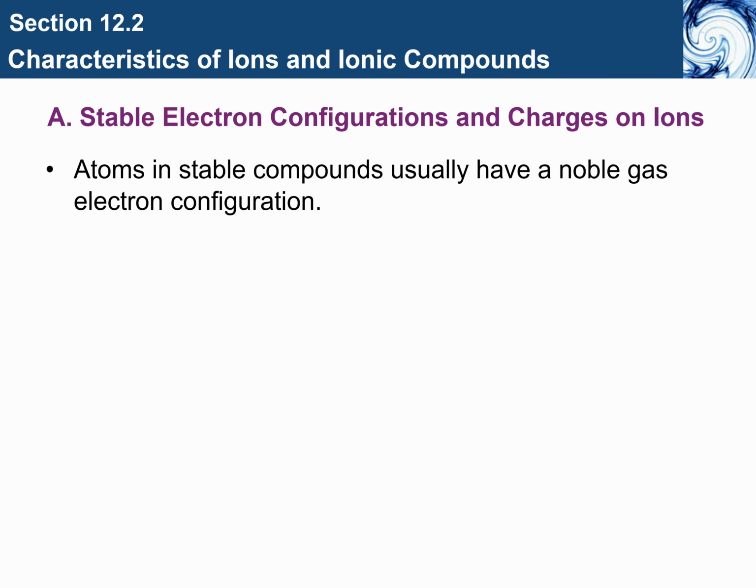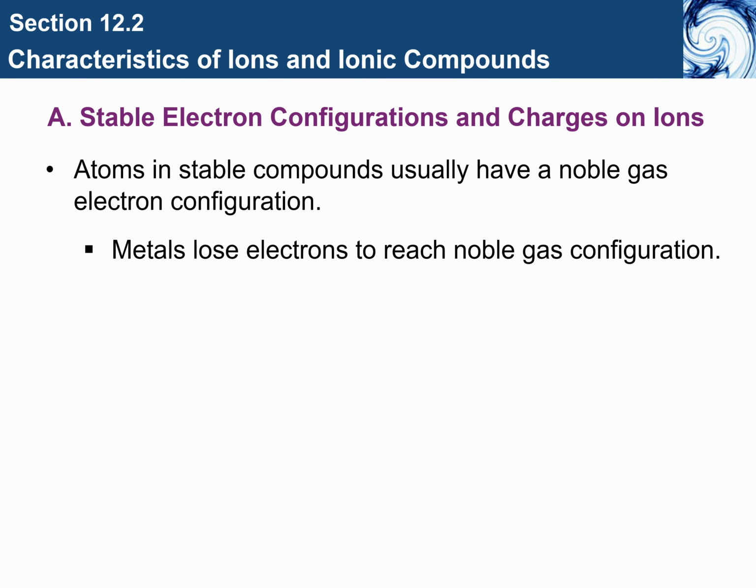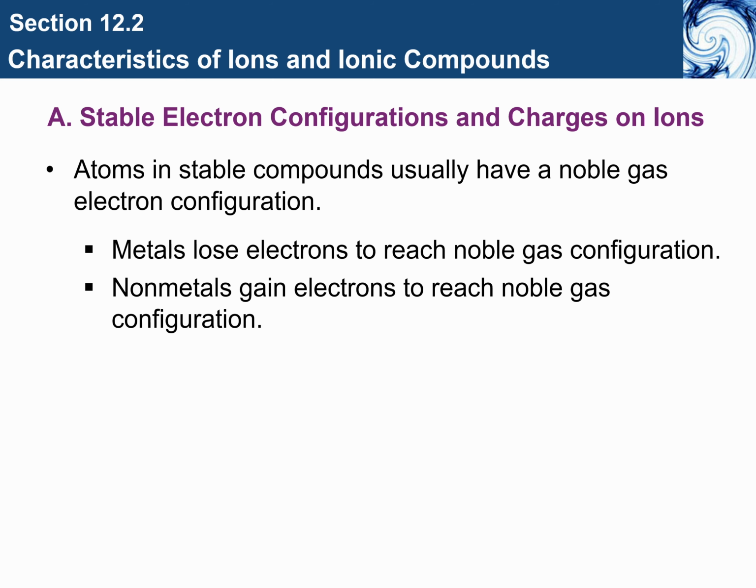Atoms in stable compounds usually have a noble gas electron configuration. Metals lose electrons to reach a noble gas configuration. Nonmetals gain electrons to reach noble gas configuration. This is why sodium commonly becomes Na+, magnesium becomes Mg2+, chlorine becomes Cl-, and oxygen becomes O2-. This is our common prediction skill that we have been using and will need to relearn.